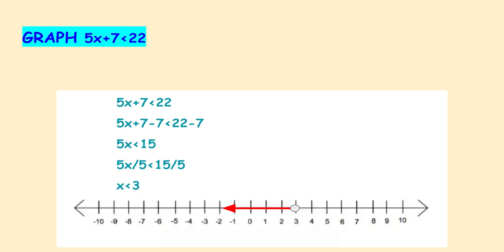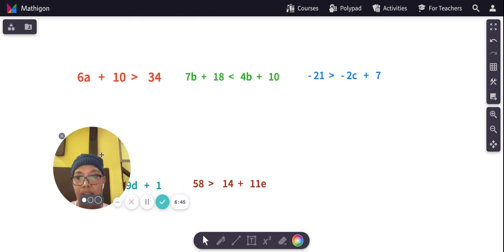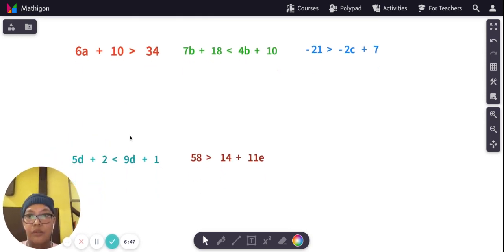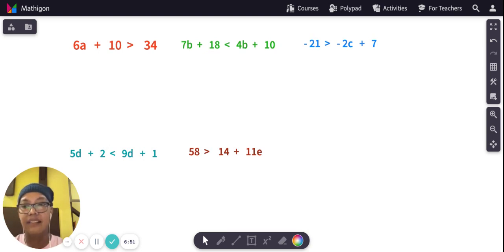Okay, so are you seeing this? Okay, so we will be solving more problems. Then we will try to graph this. Okay, so let's try solving more problems.